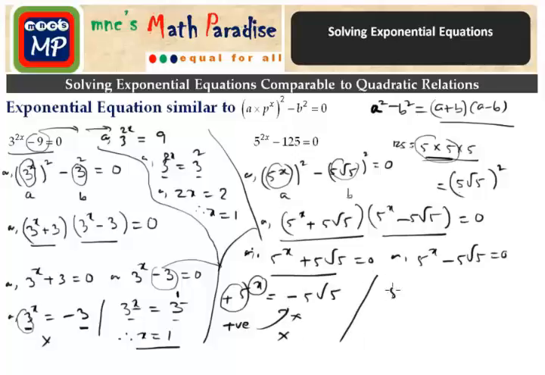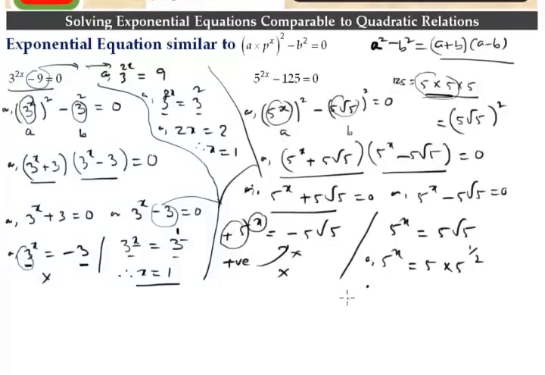Here 5 to the power x equals 5 root 5. We can write it as 5 to the power x equals 5 times 5 to the power half, because we know root is the power half. Therefore 5 to the power x equals 5 to the power 1 plus half. The calculation will give 3 by 2. So 5 to the power x equals 5 to the power 3 by 2. The bases are the same, so x will be 3 divided by 2.